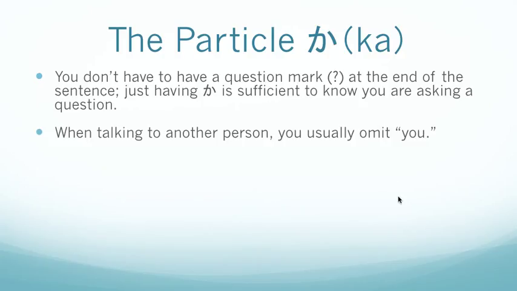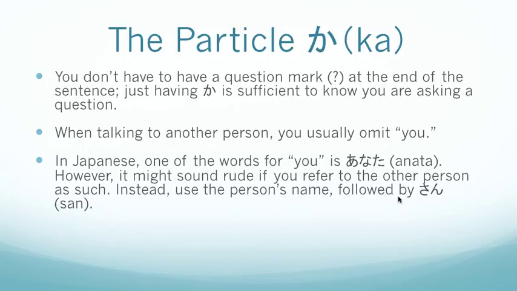Now, when talking to another person, you usually omit you. So just like I did before, I did not explicitly say, are you a student? Are you American? Now in Japanese, one of the words for you is anata. However, if you say anata, it might sound rude if you're talking to another person. So usually it's better that you just say the person's name followed by san.